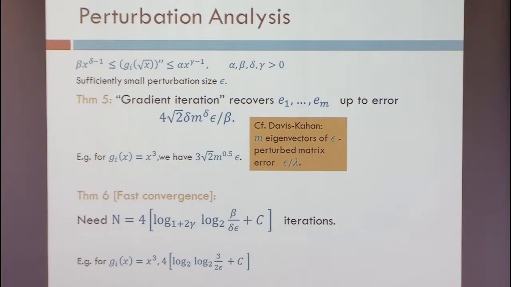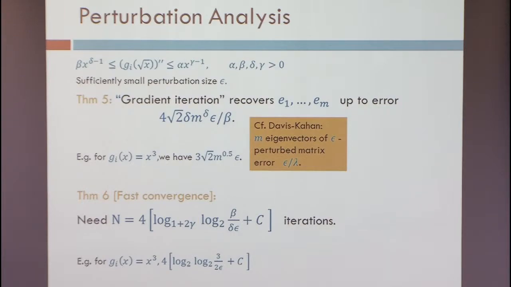Now, here there is no eigengap, but your perturbation size has to be sufficiently small, which is not the case in Davis-Kahan. So it's a slightly different type of result. But if you look at the form of this, it's pretty similar to what you get for matrices. Okay, so that's the perturbation size.